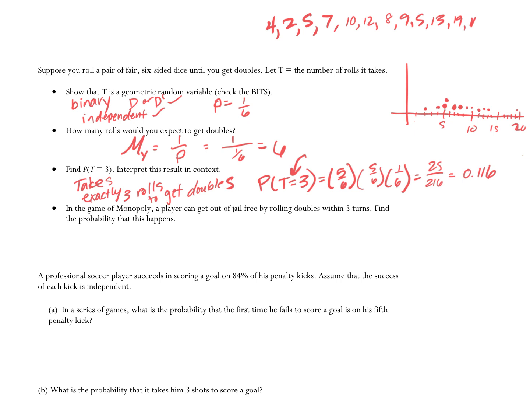Everybody good? Okay. So Monopoly, you get out of jail by rolling doubles within 3 turns. What is the probability you get doubles within 3 turns? Huh? That would be the probability is less than or equal to 3, yes? What does this make you want to do in your calculator? CDF, yes?